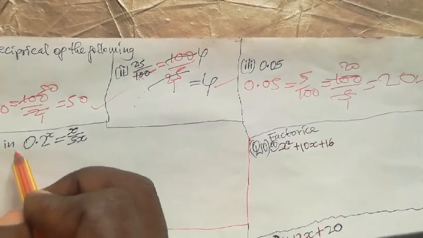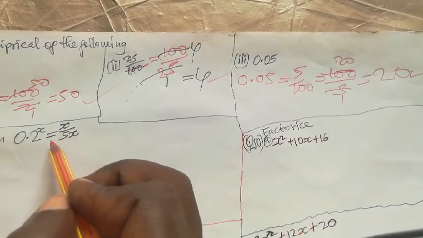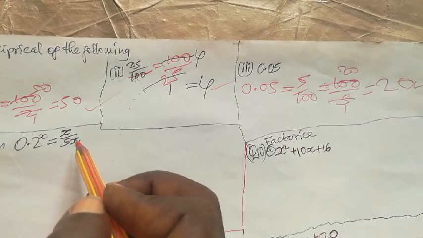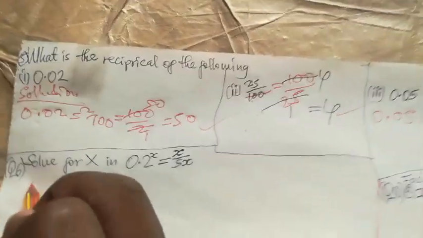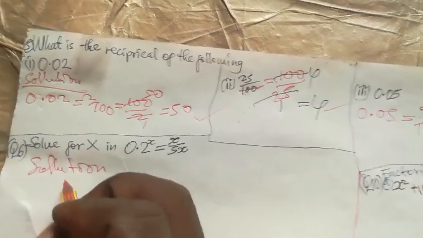Solve for x in 0.2 power x is the same as x over 5x. Okay, we say solution.